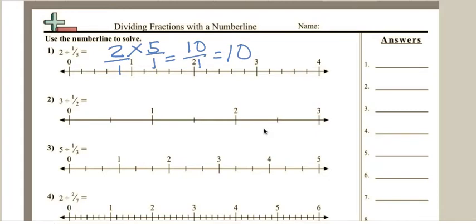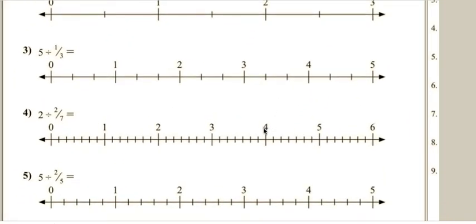So let's take a look at the next one. The next one is very similar because it has a 1 on top. Let's go to number 4. So what do I want to do? I want to start at the 2. Make a line. Now I want to see how many groups of 2 I can make.